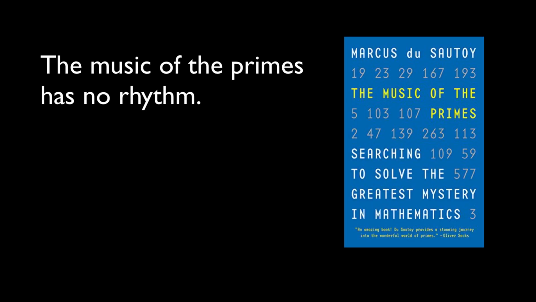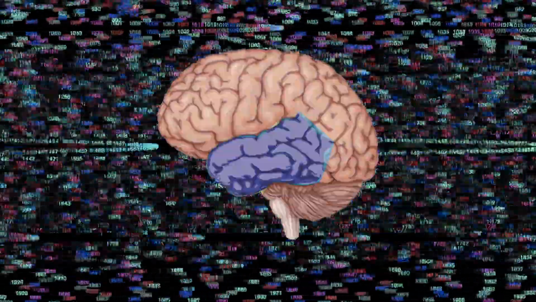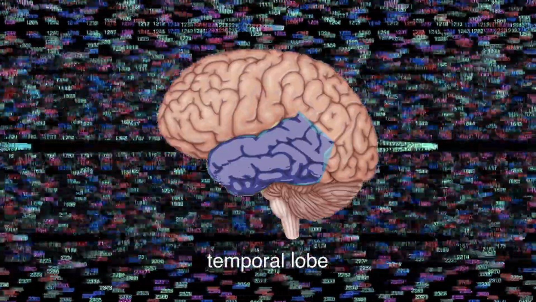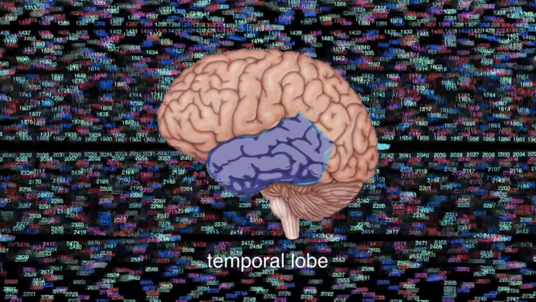Conjecture: the music of the primes has no rhythm. All the rhythm is in the composite numbers. Let's bring in the element of time and express numbers not as dots on a screen, but as sound points. Our ears are able to pick up temporal patterns that are not so easy using our eyes.